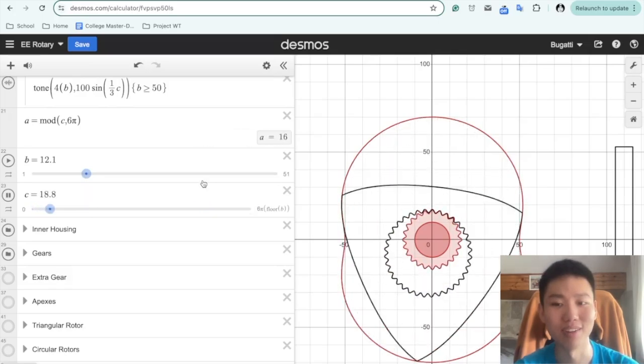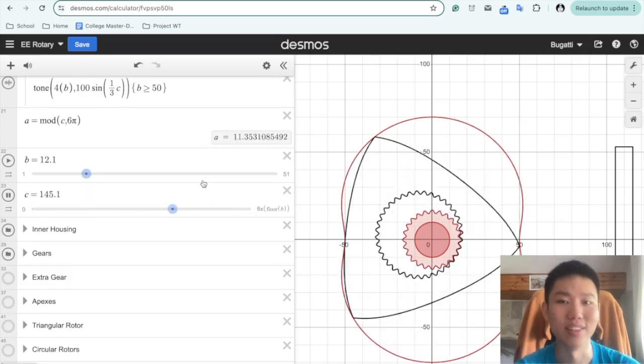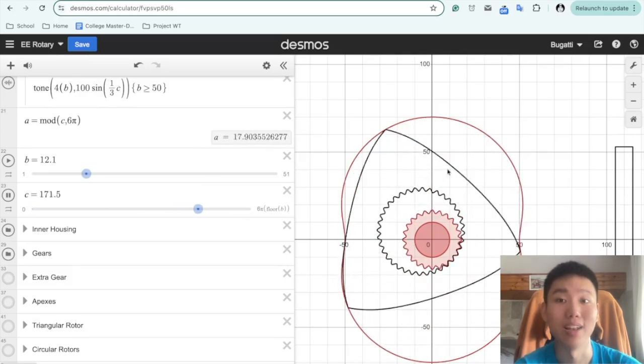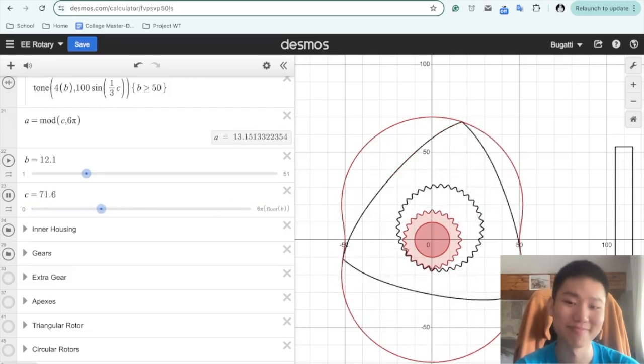This idle noise is obviously iconic in all the rotary engines, especially the 13B, and yeah, I love it. I love it.